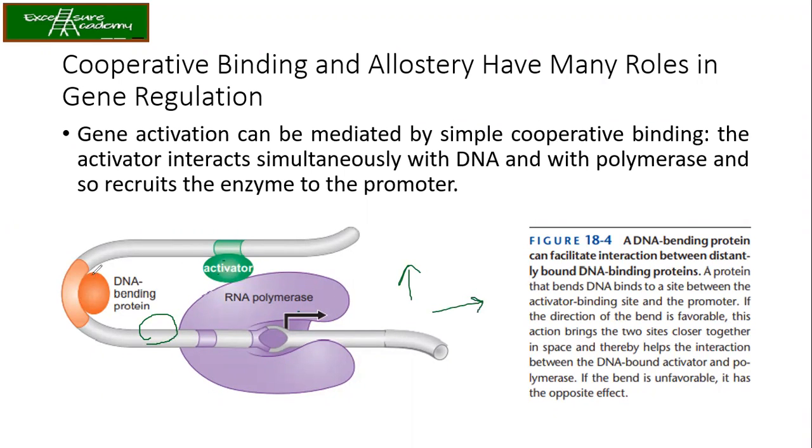But the looping of the DNA is not random. It needs another DNA bending protein, and that's how it forms a bend or loop. So the DNA loops out, and the activator will come and bind to the RNA polymerase. Clear?